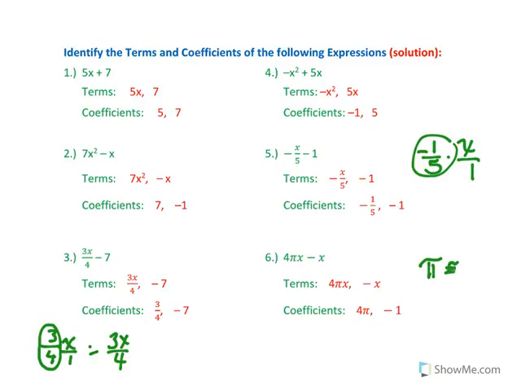Pi is actually a number. It's approximately equal to 3.14. So it's a number. So in the term 4 pi x, 4 pi is a coefficient, and of the term negative x, negative 1 is the coefficient. How did you do?